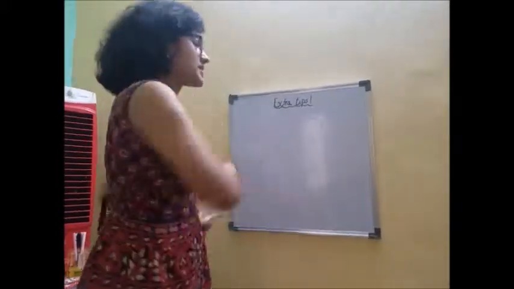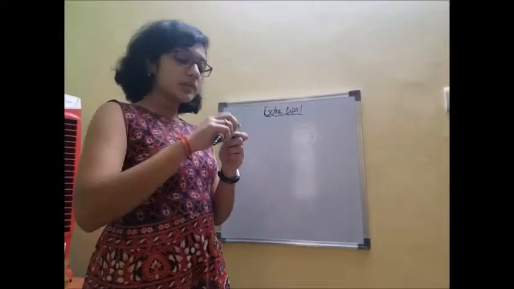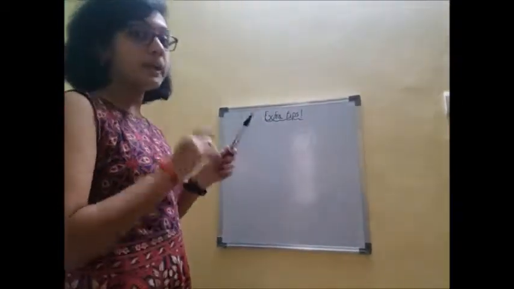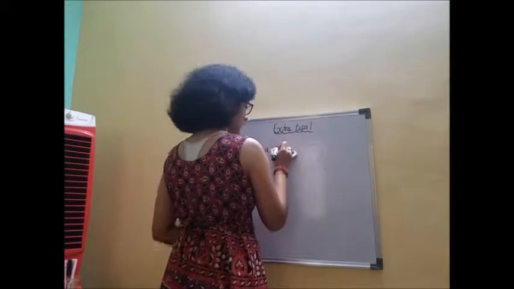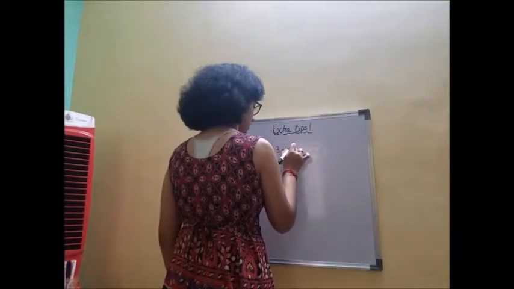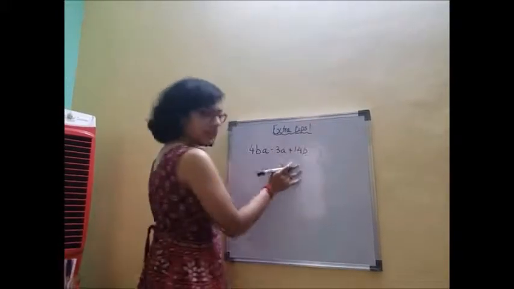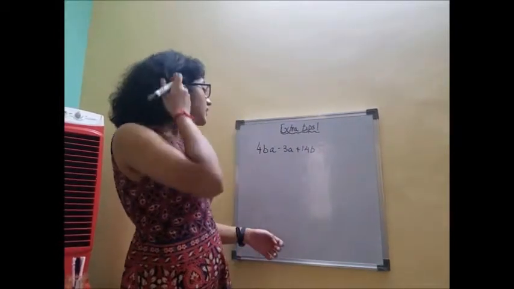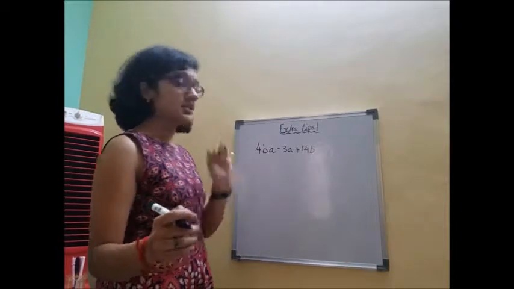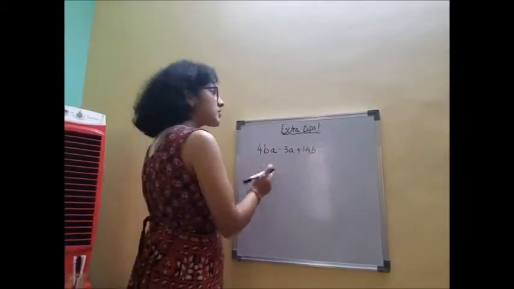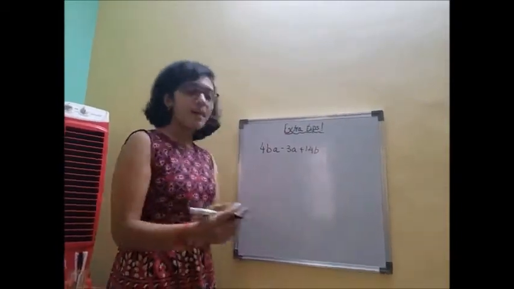So these are some extra tips. In the previous question, we saw that I rewrote 4BA minus 3A plus 14B like this because there's a special format that you have to follow while writing the answer, which has more than one variable. So basically you have to follow the alphabetical order.